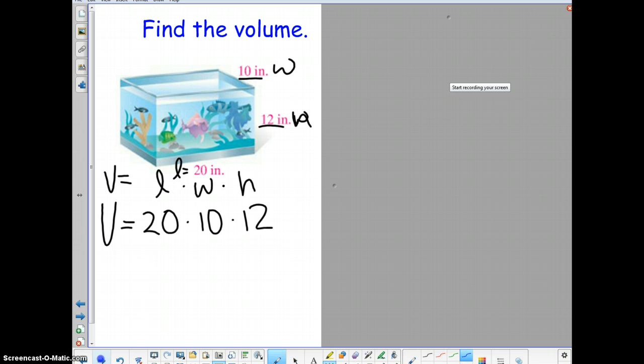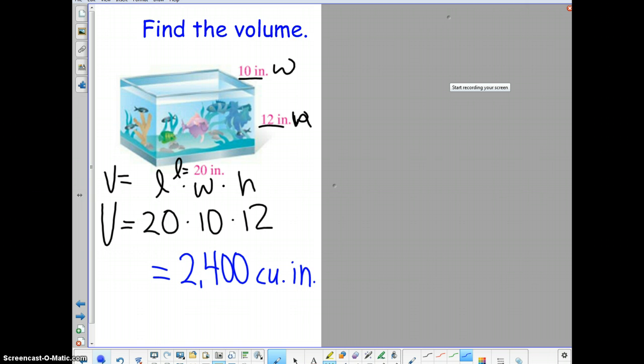When we multiply all those out together, 20 times 10 times 12, we would come out to 2,400 cubic inches. So how I want you to label it is with the CU, which stands for cubic, and then the IN, the abbreviation for inches.